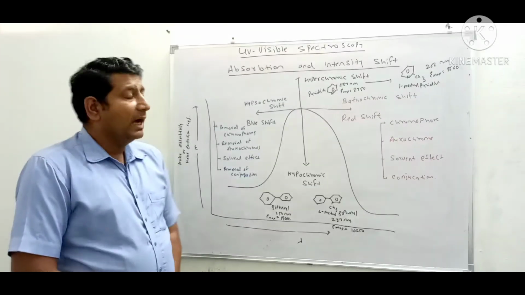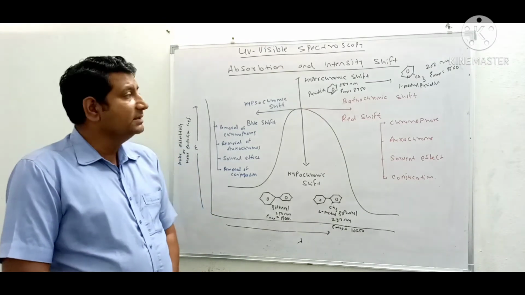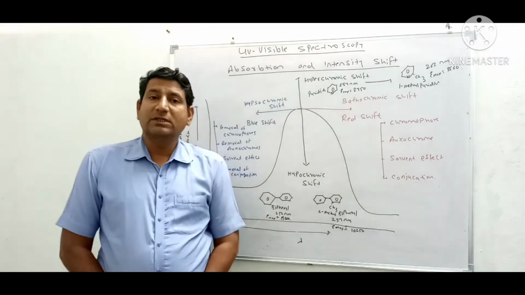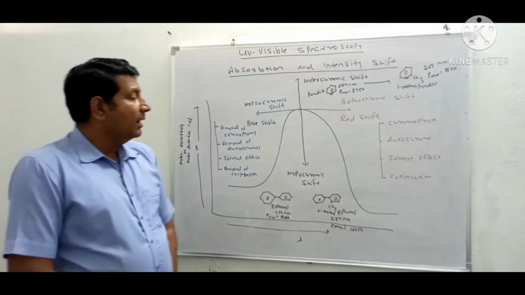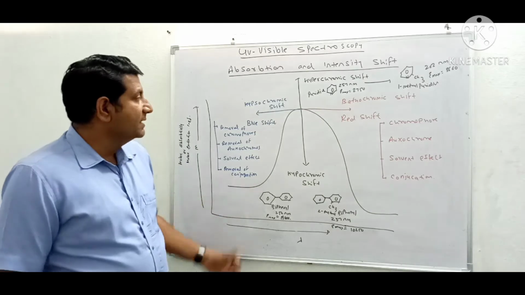Number one is hyperchromic shift. Number two is hypochromic shift. Number three is bathochromic shift or red shift. Number four is hypsochromic shift or blue shift. Now let us discuss each type of shift in detail.